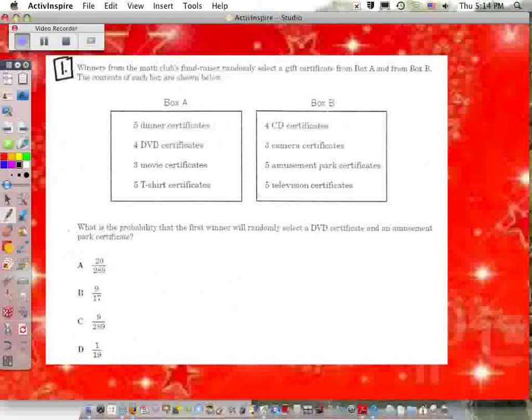Alright, go to number 1. Number 1 is basic. Y'all are familiar with probability, because that's what it's asking. When you find the probability, you want the want. What do you want? Well, I want DVD certificates over the total in your box A, times, because these are two independent events.